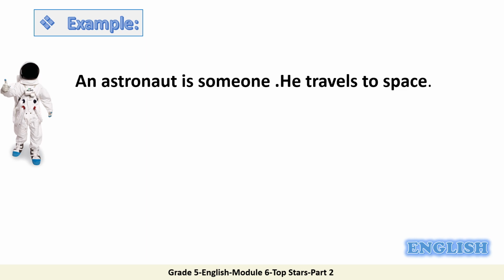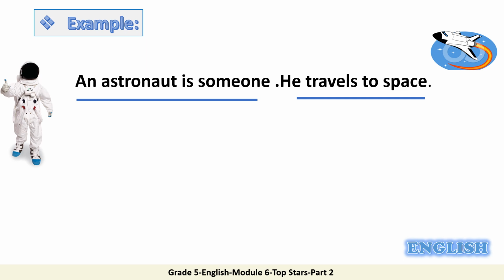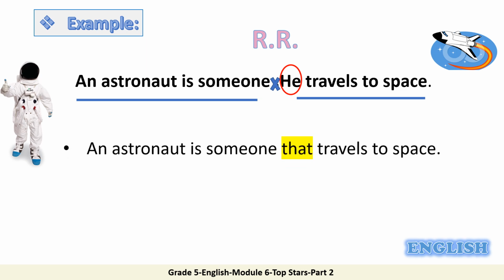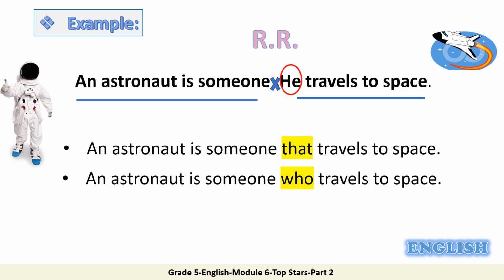In this example, I will show you how to join the two sentences to make them one longer sentence and use the relative pronoun who or that. We have the first clause, an astronaut is someone. The second clause, he travels to space. I will use RR. I mean, removing the full stop and replacing the word he with who or that. It's very easy. Let's see. An astronaut is someone that travels to space. Excellent. Now, would you please replace the word that and use who? Let's see. An astronaut is someone who travels to space. Look, they are the same. There is no difference between them.